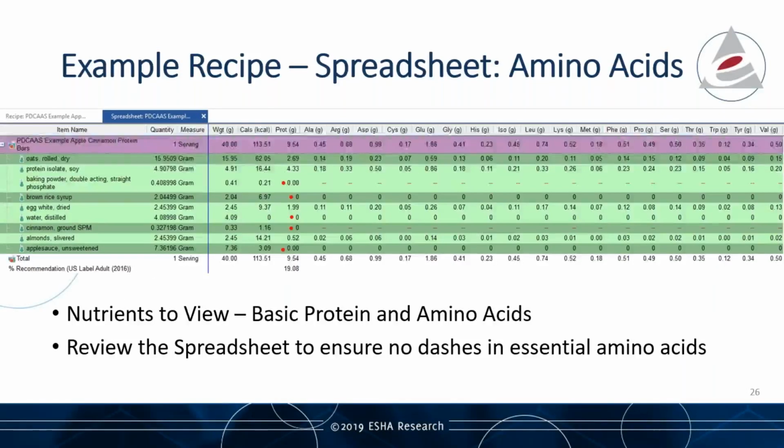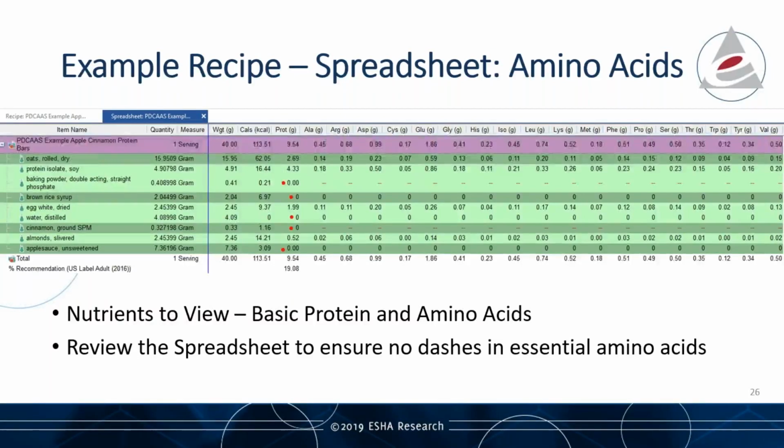I need to gather the information I need to calculate PDCAAS. So I review the spreadsheet report showing protein and amino acids. I want to be sure that I don't have any dashes for the essential amino acids. The nutrients to view set for protein and amino acids shows the essential and the non-essential, because when your supplier or source reports amino acid information, we often see more than just the essentials, and it's helpful to have that full picture, but just know that you have more amino acids here than on the protein quality report.